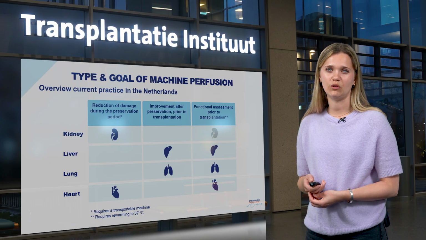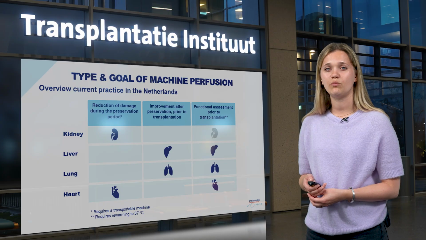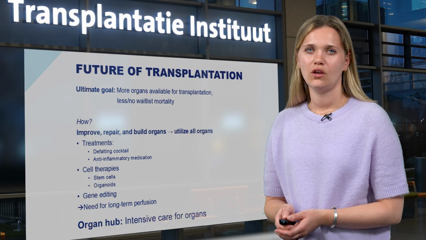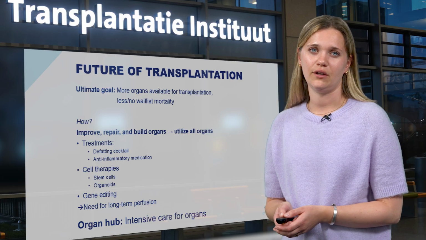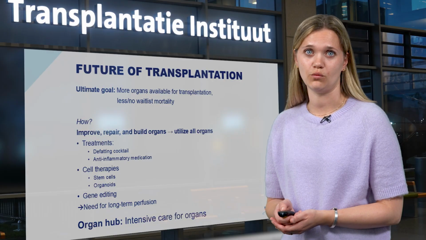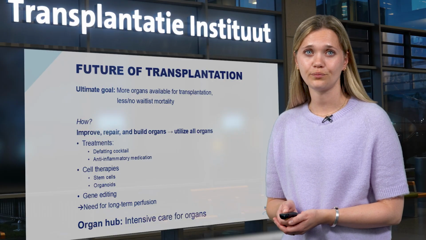And functional assessment prior to transplantation is possible mainly for the liver. We are very far along in the field, but also for lungs we have established protocols, and heart and kidney we are working on as well. So if this is what we're doing already in clinical practice, what do we need to do in the future, or what do we want to achieve?